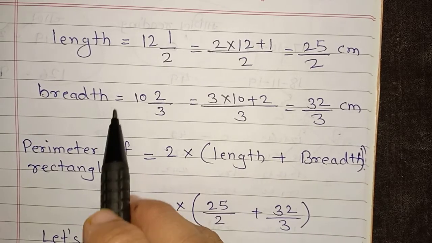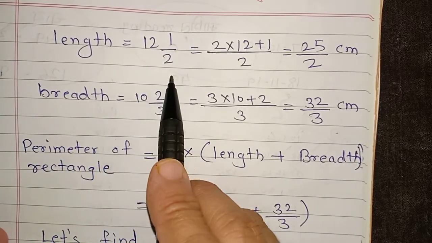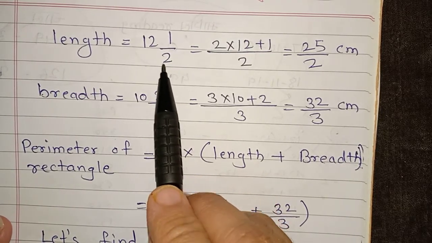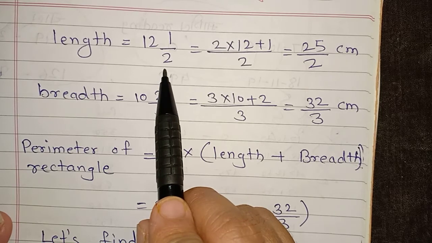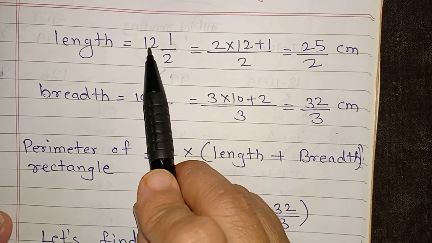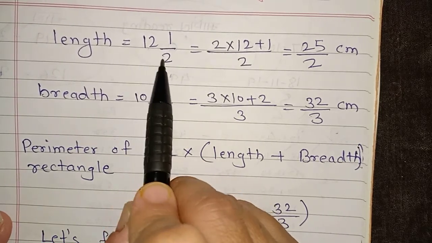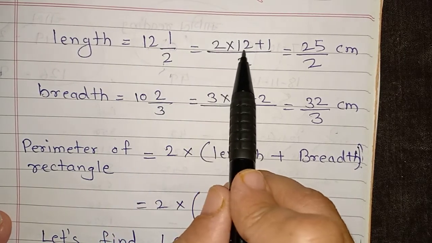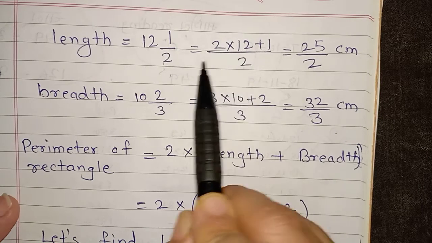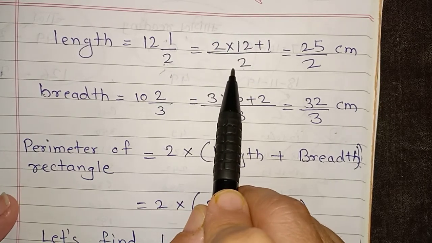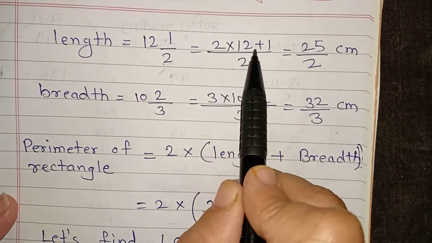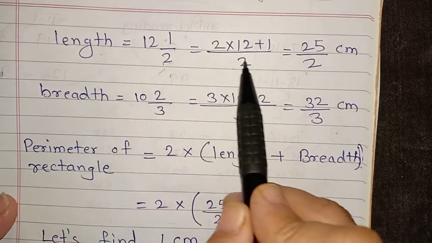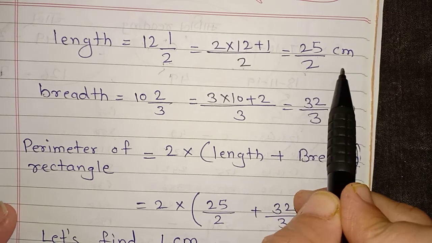So now length is equal to 12 1 by 2. Let's convert it into improper fraction. How to convert it into improper fraction? It is 2 multiplied by 12. You have to multiply these two numbers and add the numerator. So it is 2 into 12 plus 1 by 2. Denominator will remain as it is. So 2 12s are 24 plus 1 is equal to 25 by 2. So I got the length which is equal to 25 by 2 centimeter.